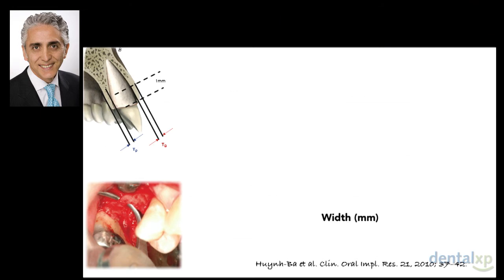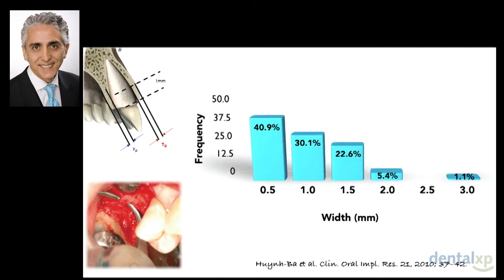But basically, most of these studies have found that the facial plate is thin. They found in this particular study that about 40% of the sites have a facial plate that's only 0.5 millimeter. Another 30% are 1 millimeter. So we can see that in about 70% of cases, the facial plate is 1 millimeter or thinner.